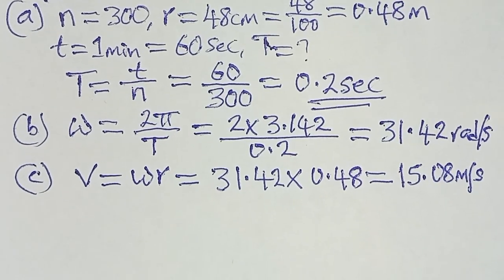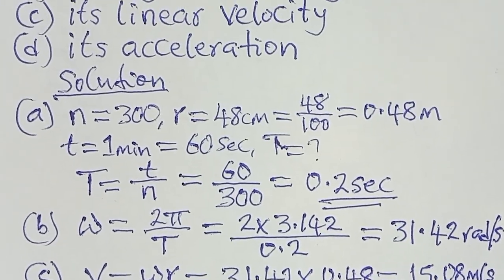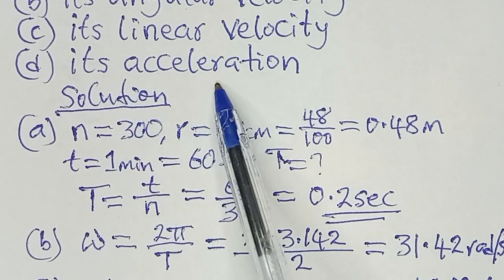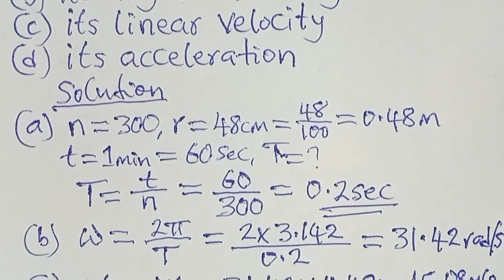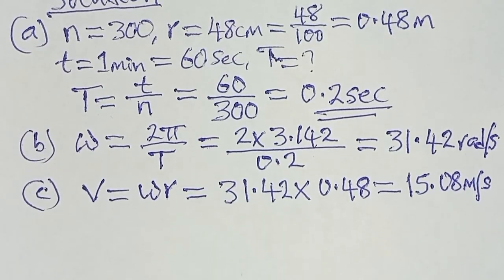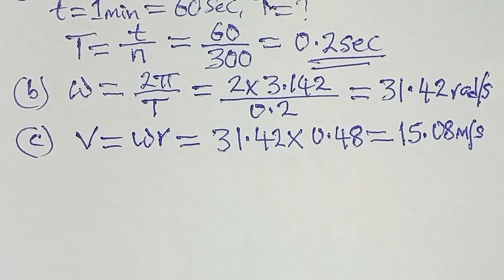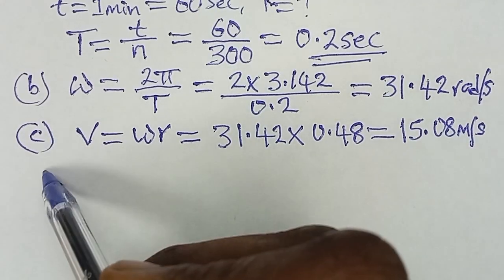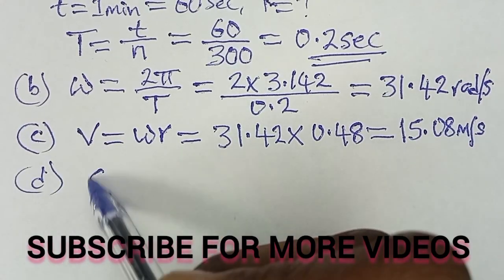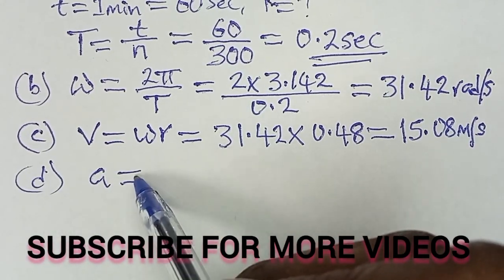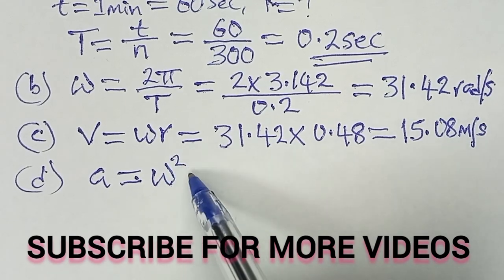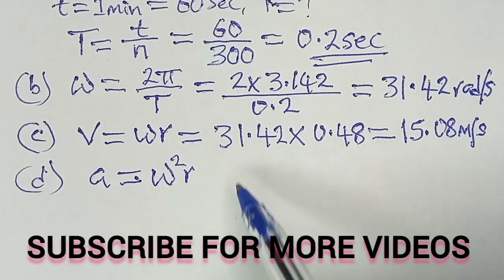Now, I would like us to move on to the last question, which is asking us to find the acceleration. Now, for us to get the acceleration, we are simply also going to apply the formula for acceleration. So the formula for acceleration, A, is equal to angular velocity, which is omega squared, multiplied by the radius.